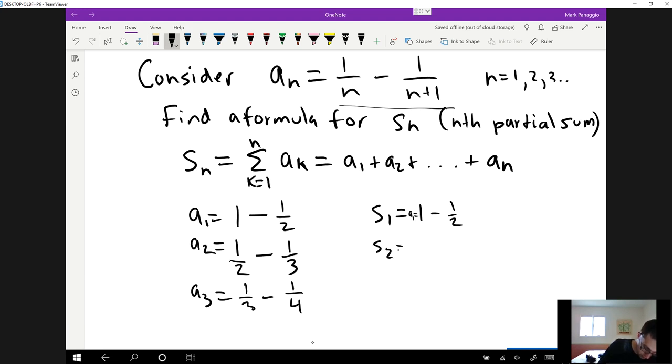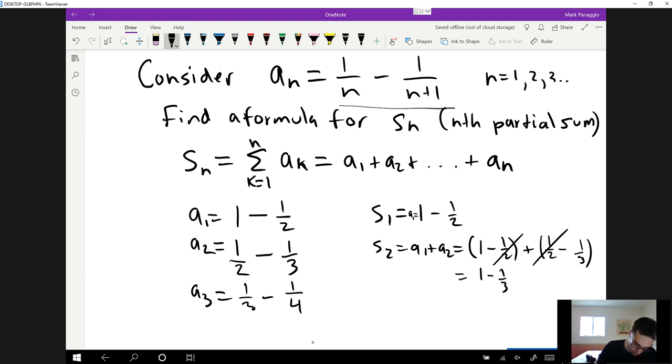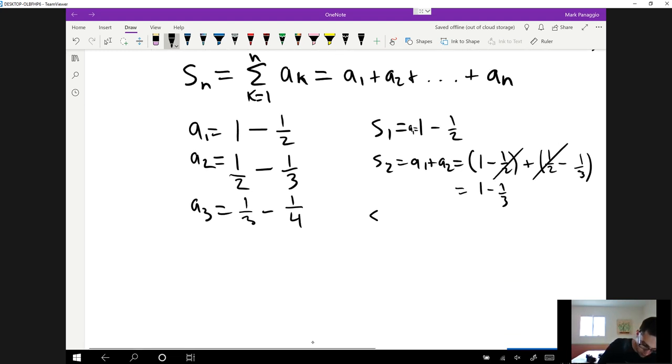But S2 is A1 plus A2, which is going to be 1 minus a half plus a half minus a third. And notice that we have a minus a half and a plus a half. So that's going to cancel out, and we're going to be left with just 1 minus 1/3. Okay, so we'll continue on.